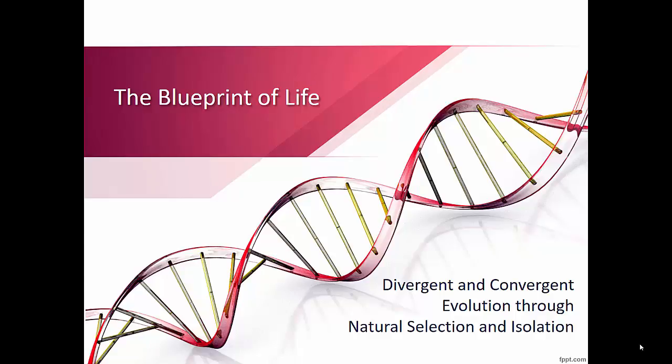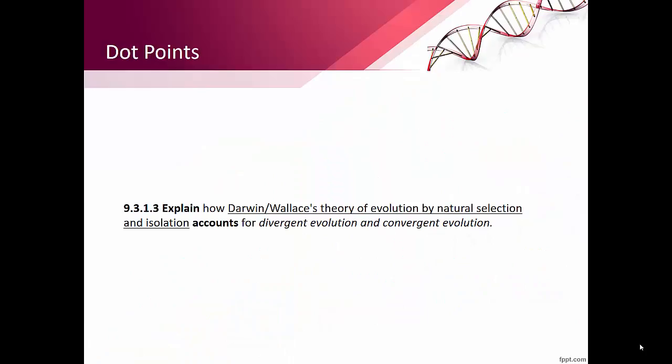We're looking at the topic Blueprint of Life, and the concepts that we're looking at are divergent and convergent evolution through natural selection and isolation. Let's have a look at the dot point that we're covering. It says, explain how Darwin and Wallace's theory of evolution by natural selection and isolation accounts for two phenomena, divergent evolution and convergent evolution.